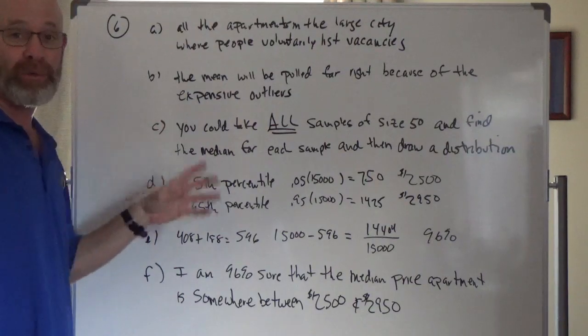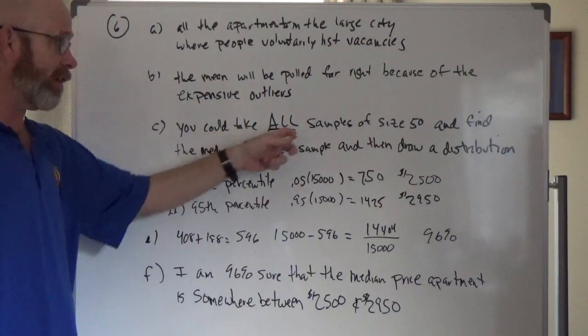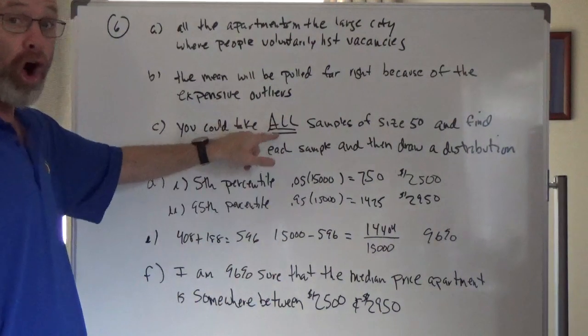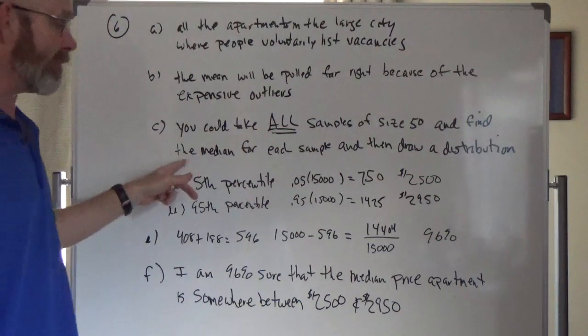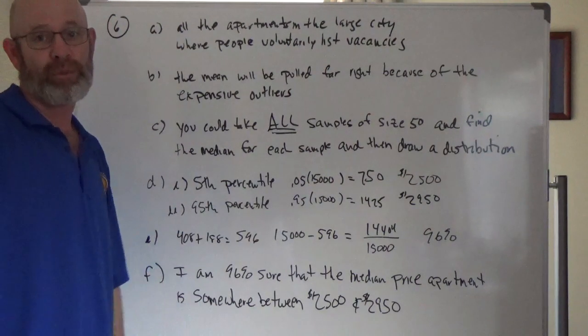So what she'd have to do, which of course she's never going to do, but this computer did it for us, is she has to take all of the samples of size 50. That's the definition of a sampling distribution, right? All of the samples of a certain size. And then from each one of those samples of size 50, she'd have to find the median, and then she's going to draw her distribution from that.